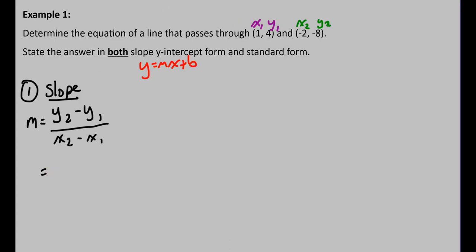So my y2 value here is -8. So I'm going to put that in first. And I'm going to subtract my y1 value, which in this case is 4. And I'll put it in brackets because that's proper form since we're substituting. And all of that is over my x2 value, which in this case is -2, and subtract that from my x1 value, which in this case is 1. And remember, we are always subtracting.